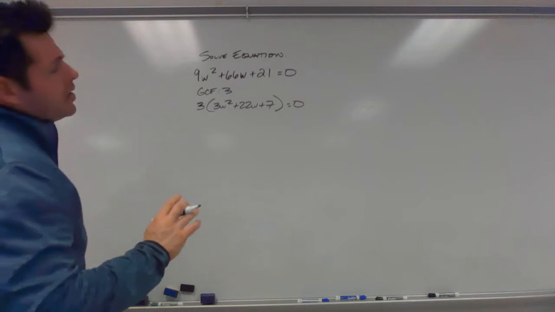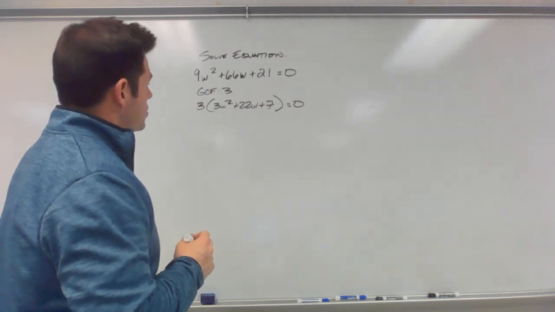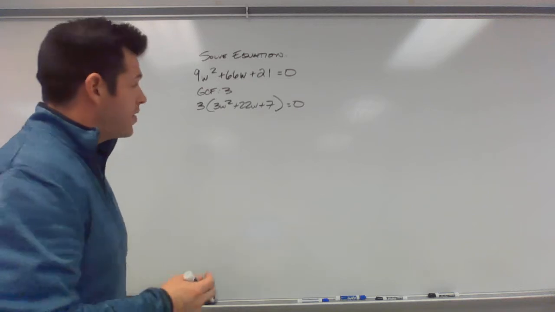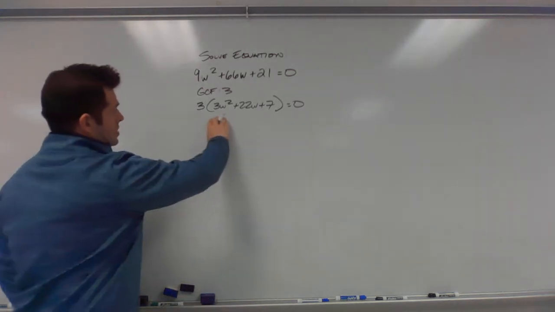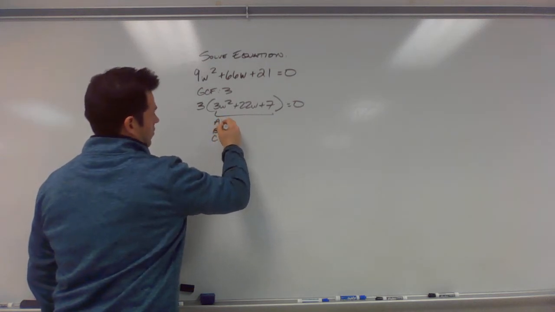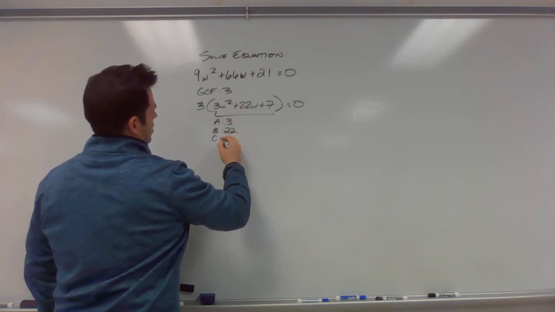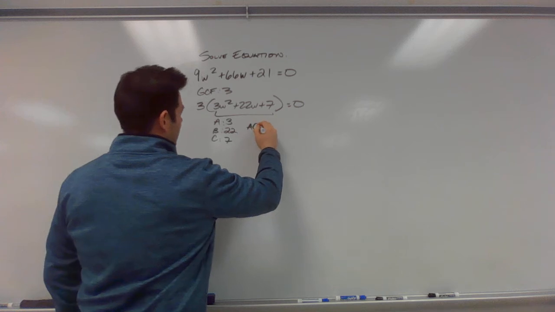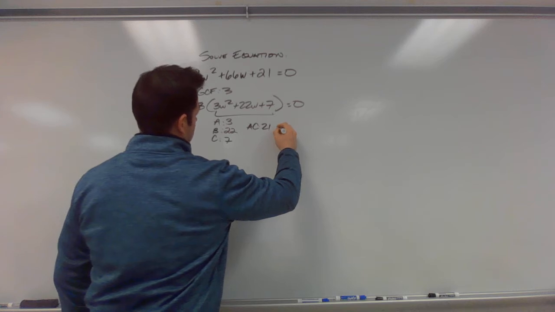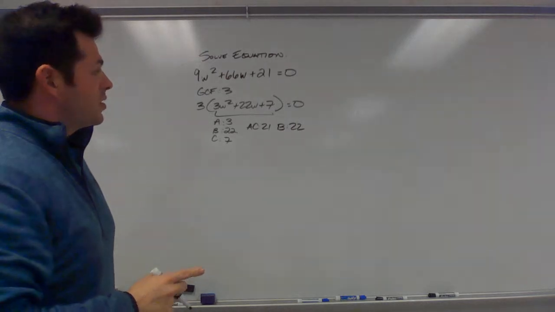It does not look like intercept form quite yet. So I certainly have more to be done in terms of the factoring, or at least taking a look at the factoring. So I'm going to look inside the parentheses here. My A value, B value, and C value based off of the basic standard form that we had from the last unit. Go ahead and label my A, B, and C. AC being 21, 3 times 7. B value, of course, is 22 inside the parentheses. So we need two numbers that would be able to multiply to 21 and add to 22.